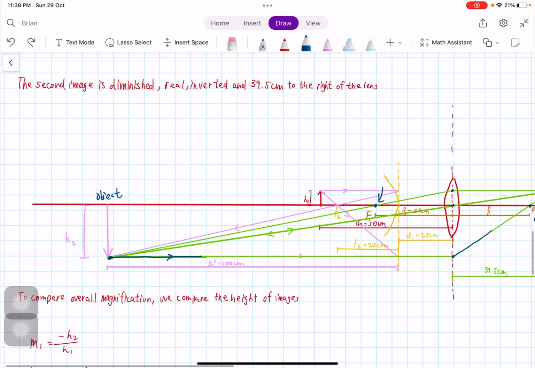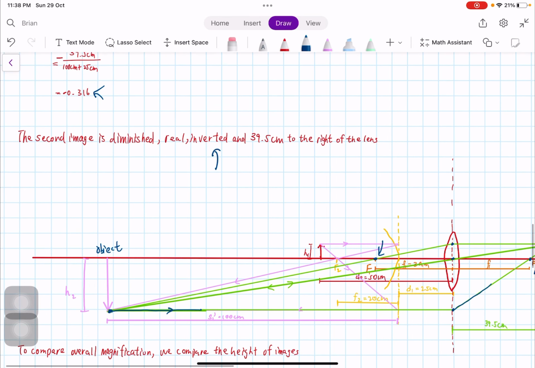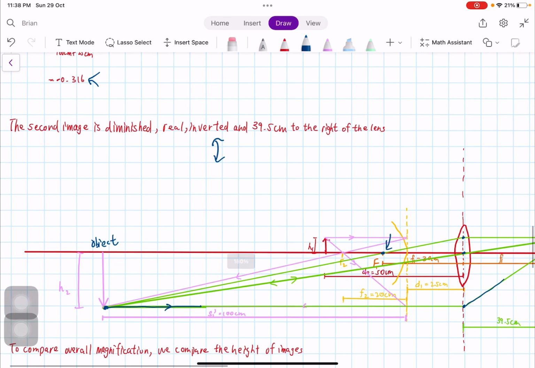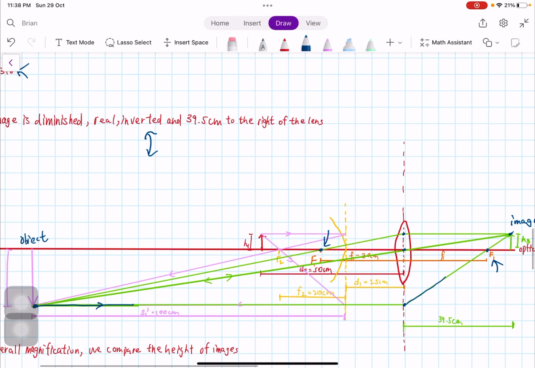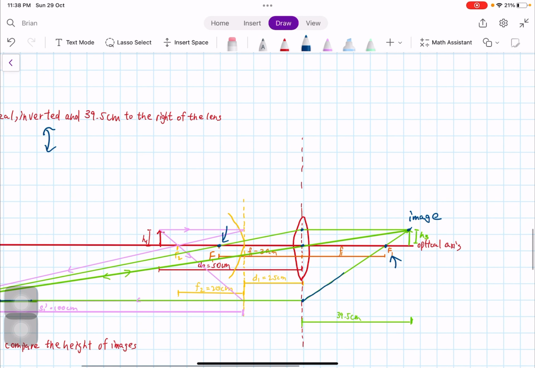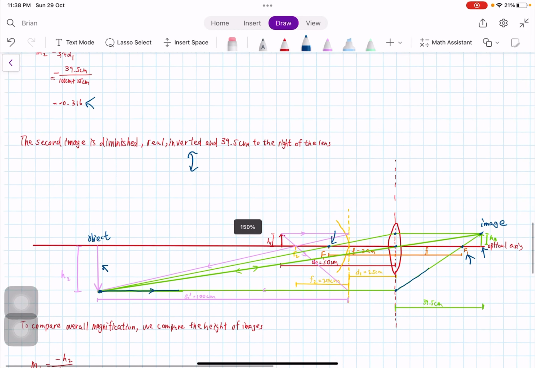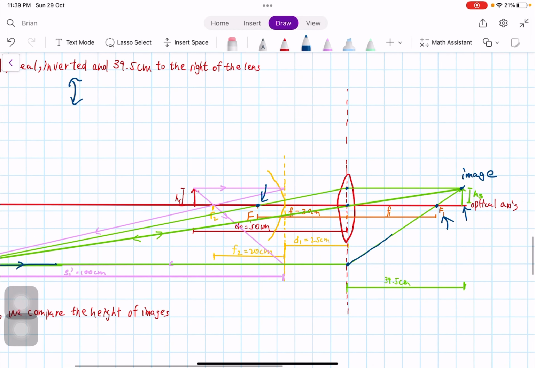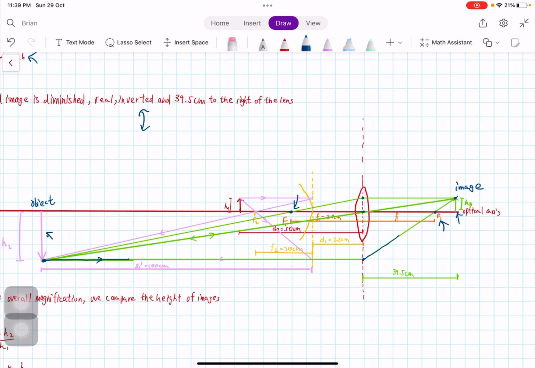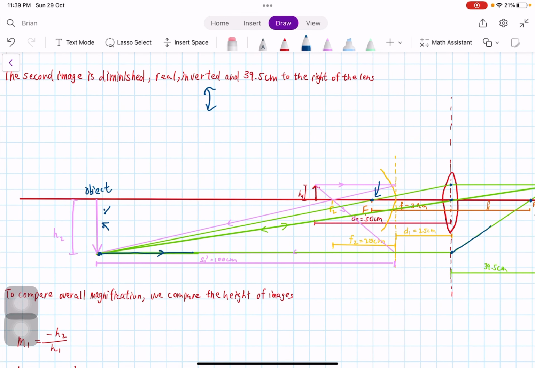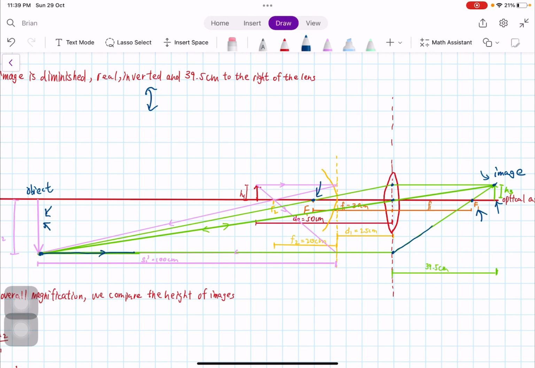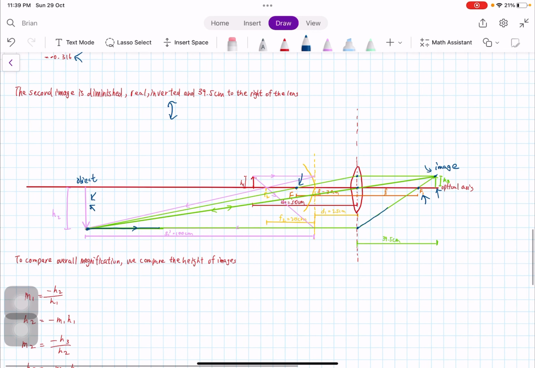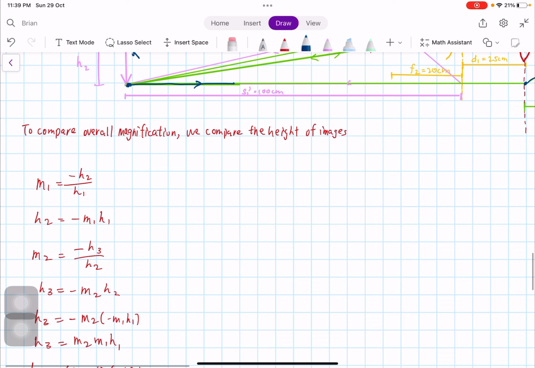We can confirm if our conclusion matches with the ray diagram. We see the image is diminished since h3 is less than h2, which is this height and this height. It is real since it lies to the right of the lens. It is inverted as this object is down and this new image is up. And it is 39.5 centimeters to the right of the lens. So everything matches.